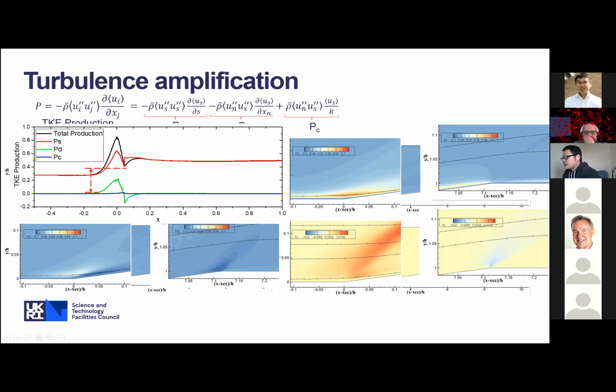But then in the interaction region, the deceleration terms are still not as big as the shear-driven terms. So this is for the 8-degree case: the amplification of turbulence is mainly caused by the free shear.